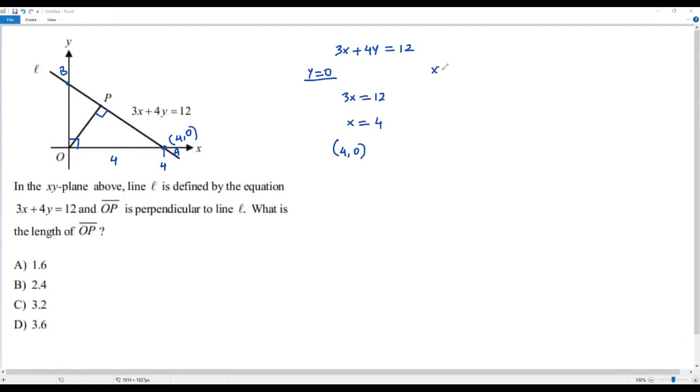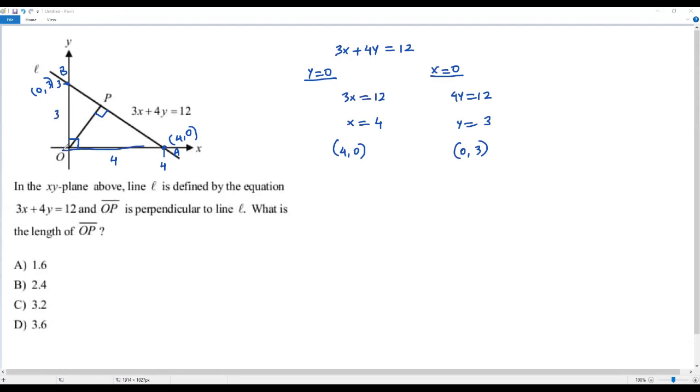Now let's get the y-intercept of this line. For that, we plug in x = 0. When I plug in x = 0, 3 times 0 is 0. Then we get 4y = 12. Dividing both sides by 4, I get y = 3. So the y-intercept of the line is (0, 3). This is point B, (0, 3), and we have the value 3 at point B, which is the y-coordinate. So the length of line segment OB is 3. That is, the height of the triangle is 3.